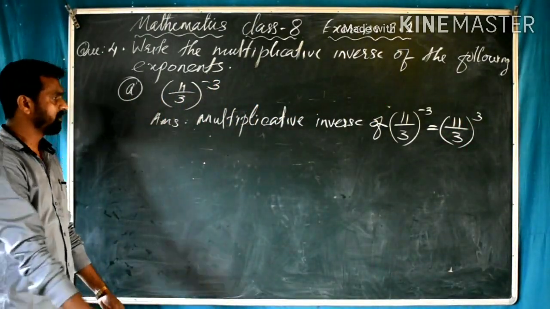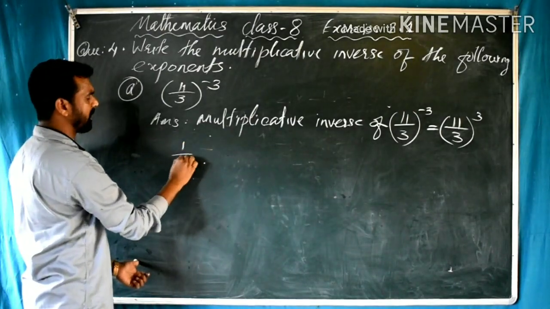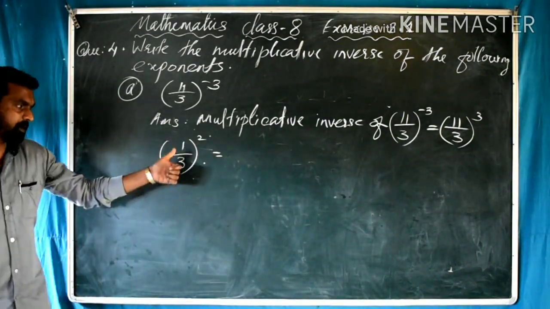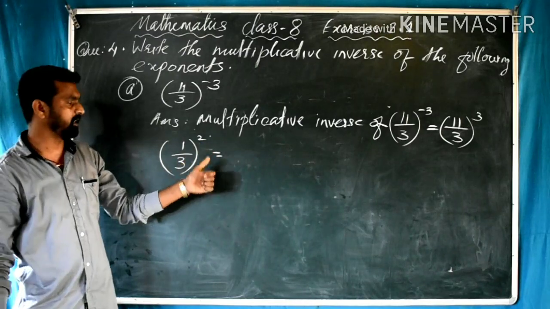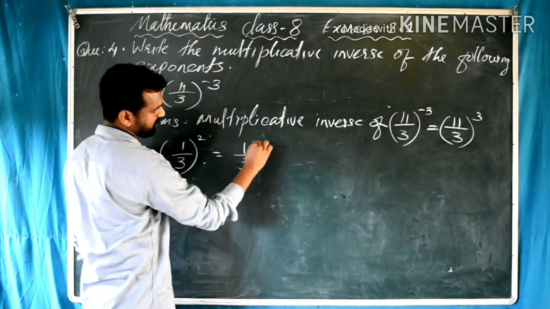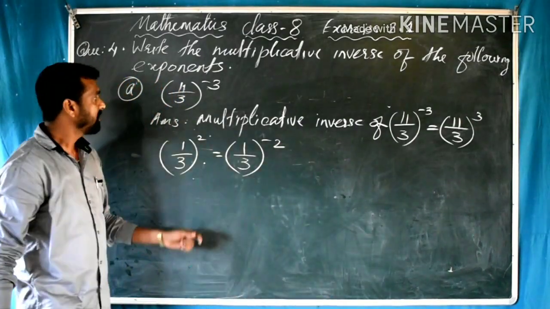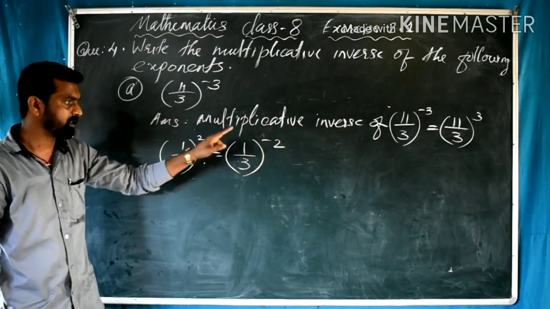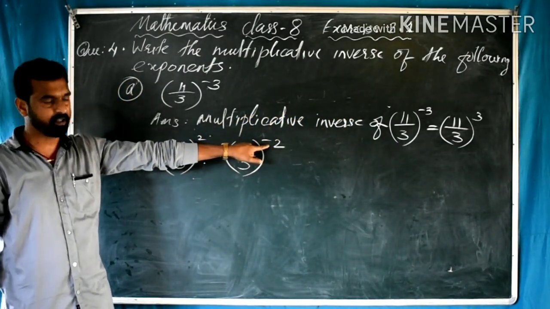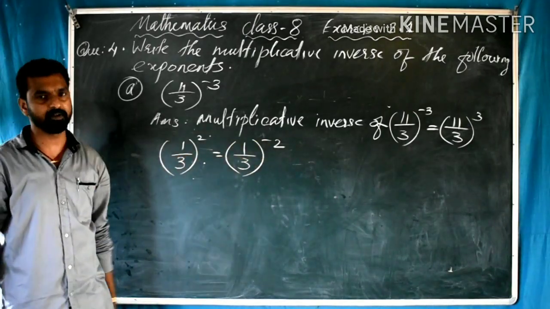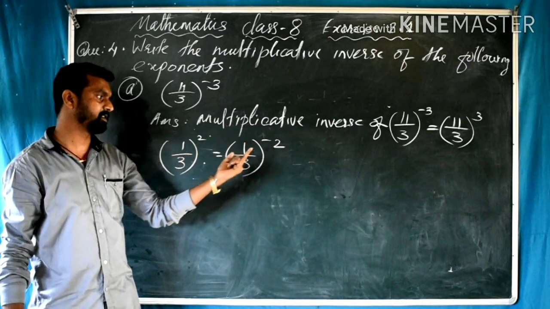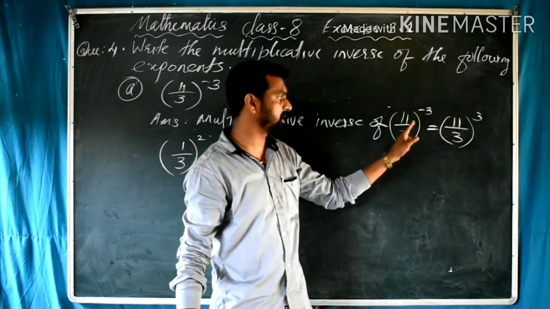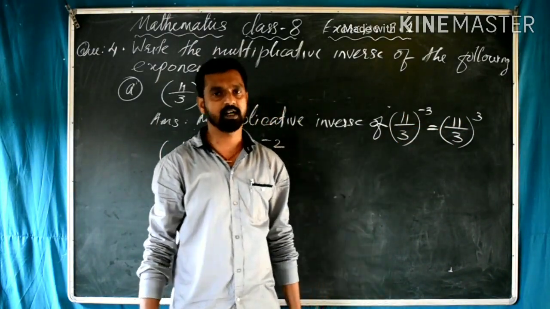One more example I will give you. Find the multiplicative inverse of 1 by 3 raised to 2. The multiplicative inverse of 1 by 3 raised to 2 is 1 by 3 raised to minus 2. If it is a negative power, then it will become positive. If it is a positive power, then it will become negative. That much only is the multiplicative inverse. When we multiply these two numbers, we get the answer 1. So 1 by 3 raised to minus 2 is the multiplicative inverse of 1 by 3 raised to 2, and 11 by 3 raised to 3 is the multiplicative inverse of 11 by 3 raised to minus 3. That is question number 4.